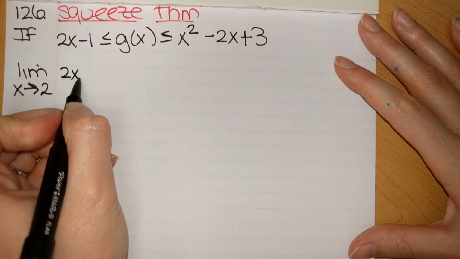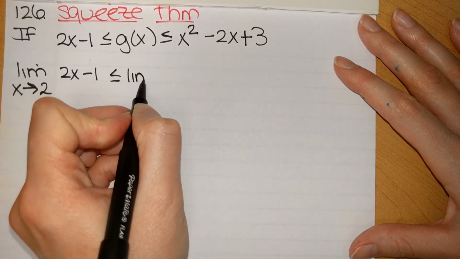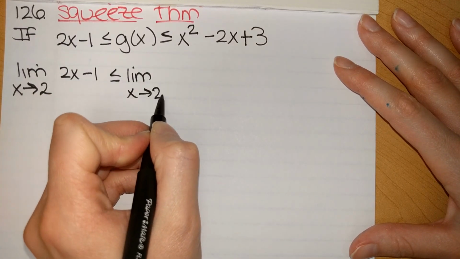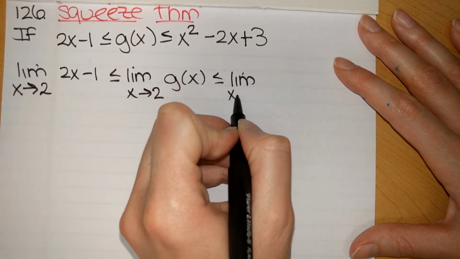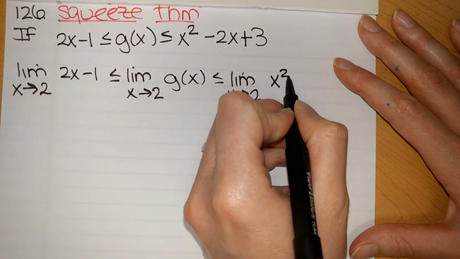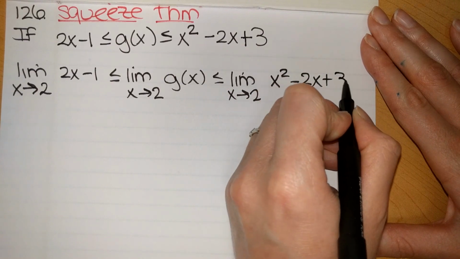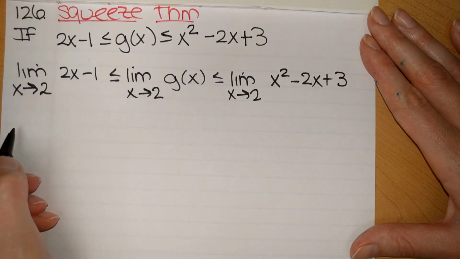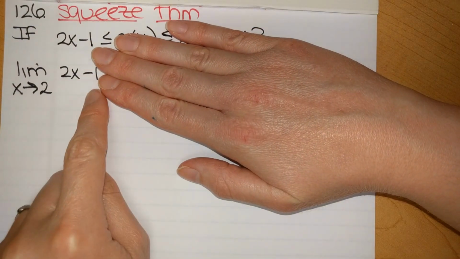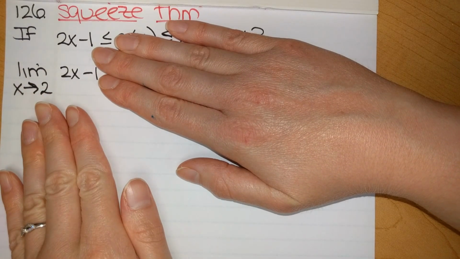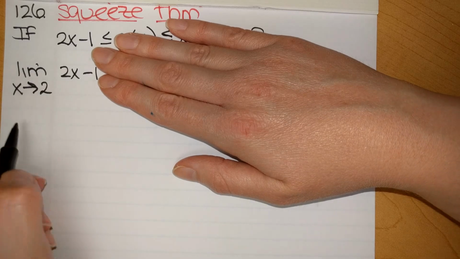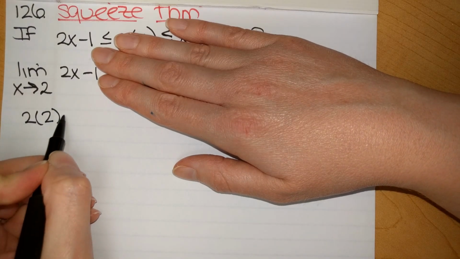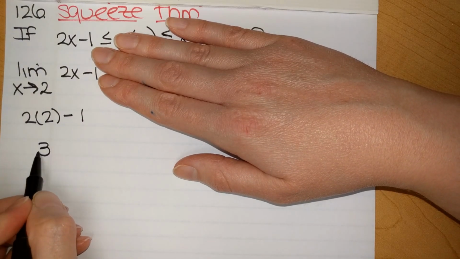So we have the limit as x goes to 2 of 2x minus 1, less than or equal to the limit as x goes to 2 of g of x, less than or equal to the limit as x goes to 2 of 2x squared minus 2x plus 3. And now we plug in 2. And again, the whole idea is if I were to evaluate just this limit on the left-hand side, I can do a direct substitution. So I plug in 2, and when I do that, I get 3.